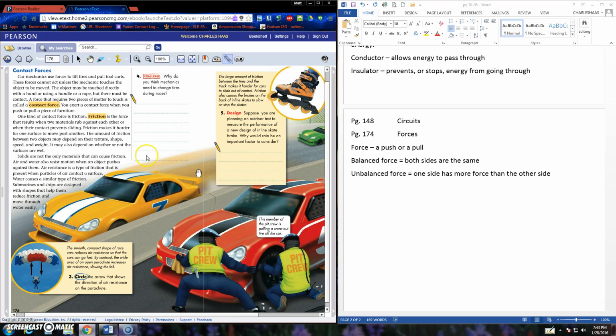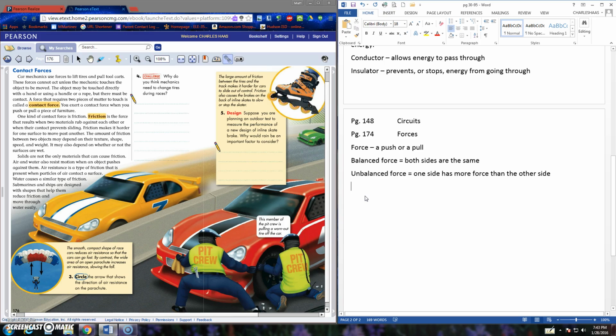We'll skip that one. Friction. We know about friction already. Friction is the force that results when two materials rub against each other. Friction makes it harder for one surface to move past another. The amount of friction between two objects may depend on their texture, shape, speed, and weight.